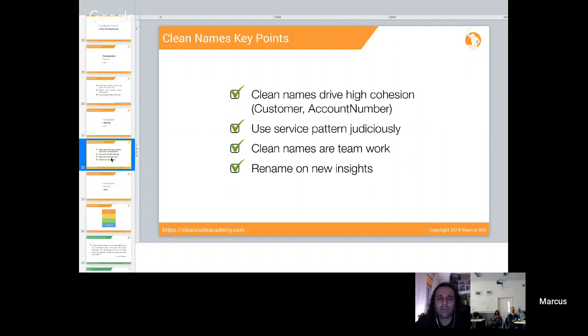And this is also why clean names are teamwork. To give you one quick example, I once discussed a simple variable name with a colleague for, let's say, 2 hours, right? And many would disagree, like, why would you discuss a simple attribute for 2 hours? Well, I do this for a reason.